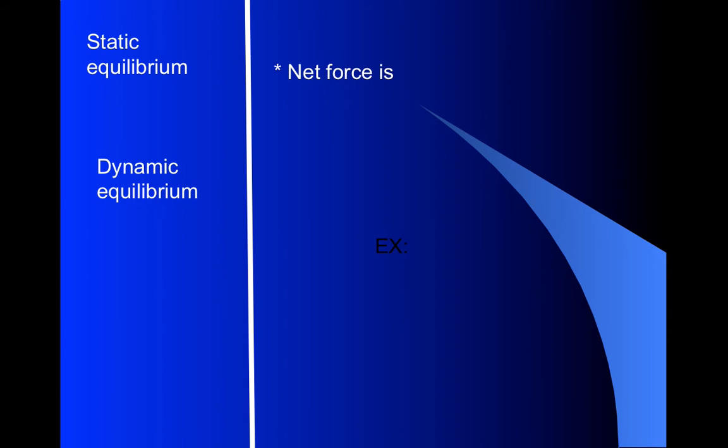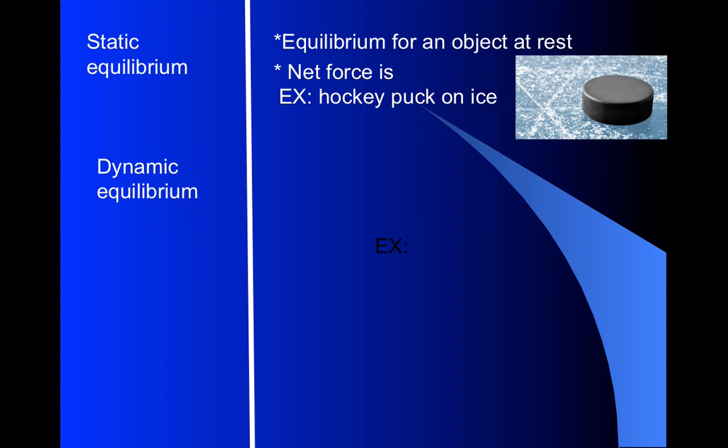Now, static equilibrium is an equilibrium for an object at rest. For example, the hockey puck on ice. So when an object is just sitting there, the net force is, I believe this is supposed to say 0, so it's missing the 0. So you can go ahead and say that at static equilibrium, the net force is 0. So right now the hockey puck is on the ice and it's just sitting there. Nothing is moving it, nothing's happening.